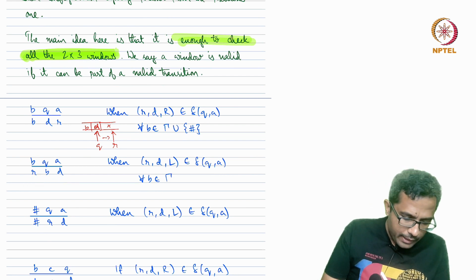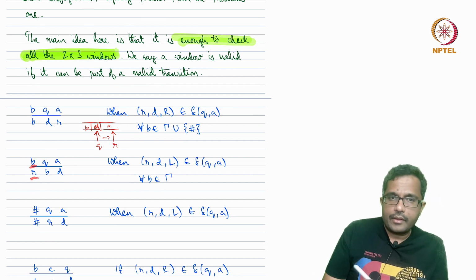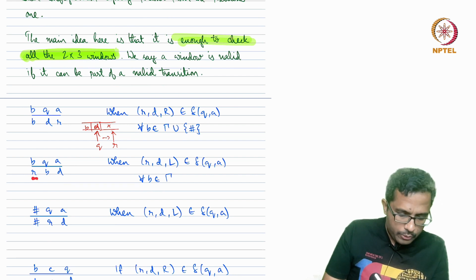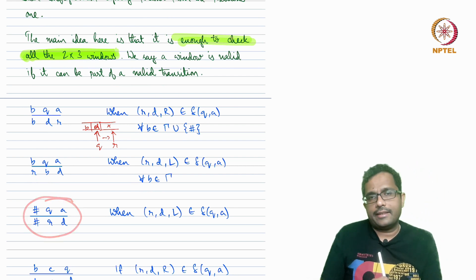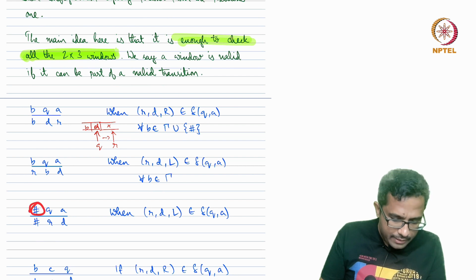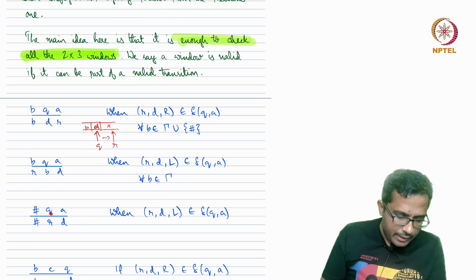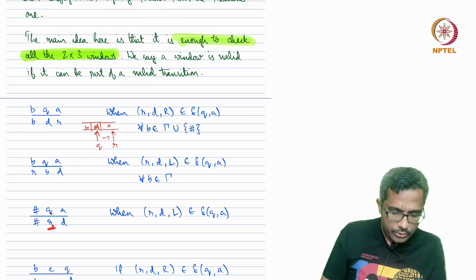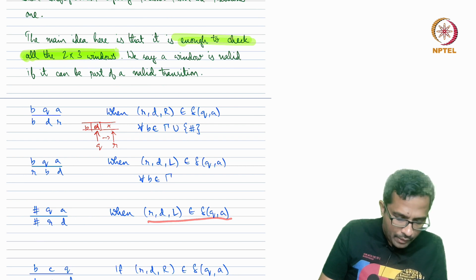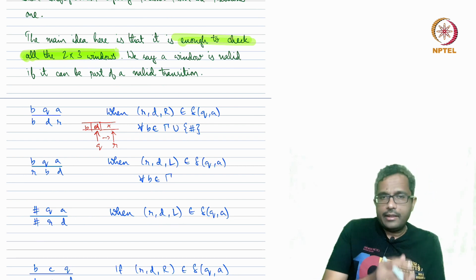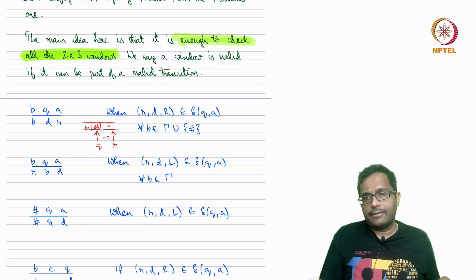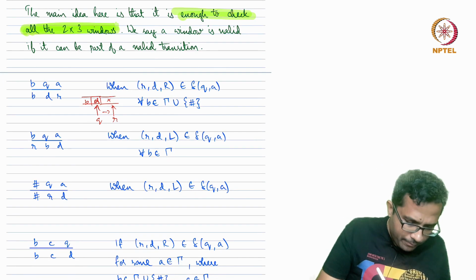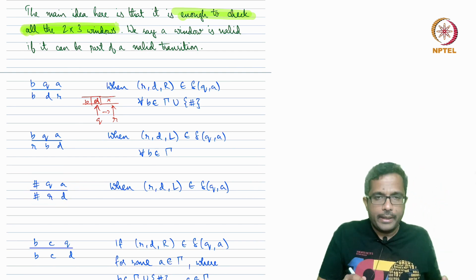Now this is the case when B is a symbol, and the tape head can move one step to the left. What if this was a hash symbol? That is considered in the next case. This hash symbol is there only at the leftmost end, so now the tape head cannot go left. In that case, it remains in the same place. So again, the same rule, RDL is in delta of Q A, but if the adjacent left symbol is hash, it cannot move left because you are already at the leftmost end. So these are some of the valid computation 2 by 3 windows.